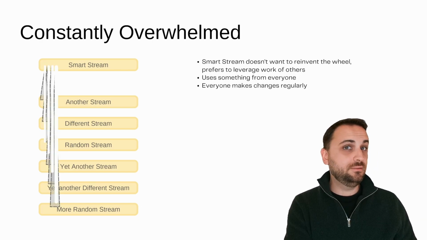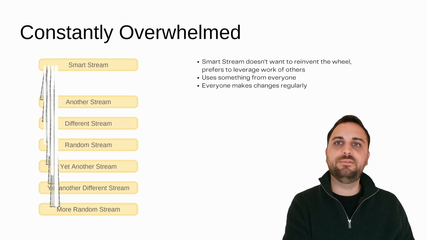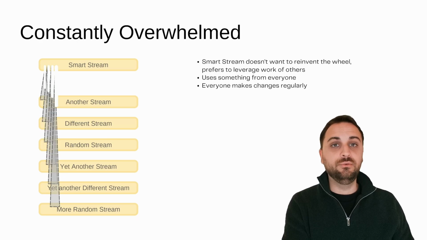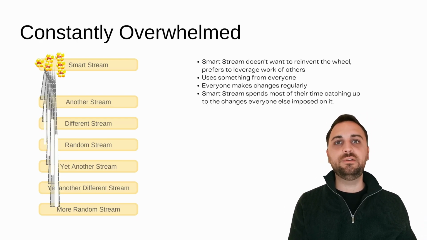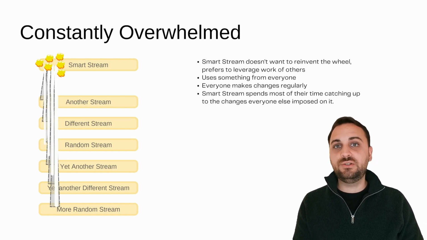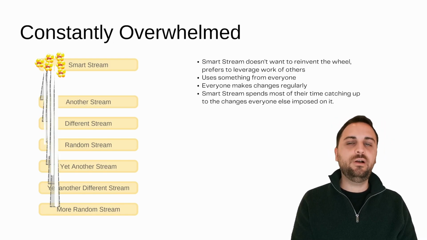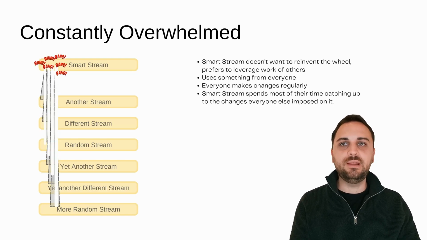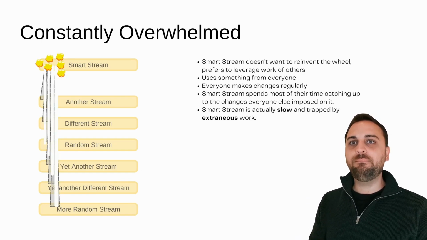And all of those teams are regularly making changes. They all are shipping something different. Whether it's at their own cadence or a group cadence, they all have to make a change. You have the same problem, which is SmartStream will spend most of their time catching up to the changes everyone else imposed on SmartStream. And that will happen whether or not you have all those teams working at the same cadence or on different cadences. You're still going to have to pay this price, and they will all change. SmartStream is actually slow and trapped by extraneous work. They kind of got themselves into their own position that way.